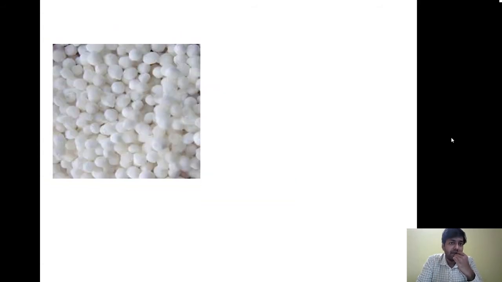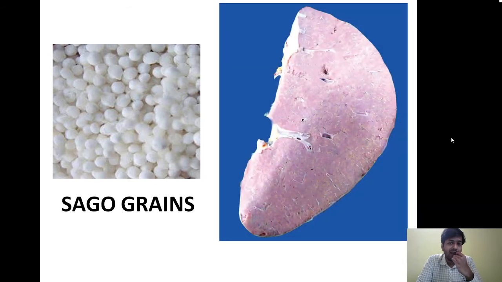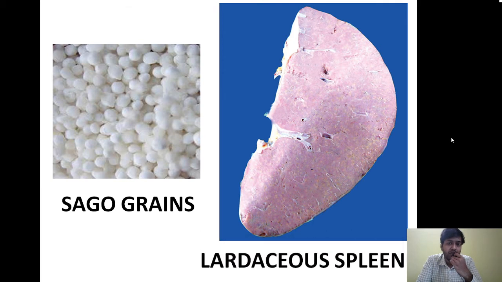So if you look at this image, this is the sabudana. So in case of sago spleen, when you cut the spleen, the cut surface shows multiple nodular deposits like sago grains. That is why it is called a sago spleen. But if you see on the right hand side, we have your classical lardaceous spleen, where you have map-like areas of amyloid deposition, and you can classically see how much the spleen has been enlarged, and they have a grayish pale waxy appearance.